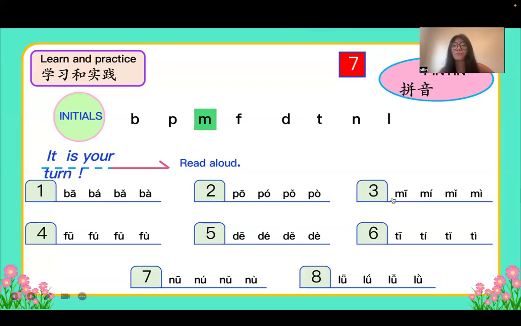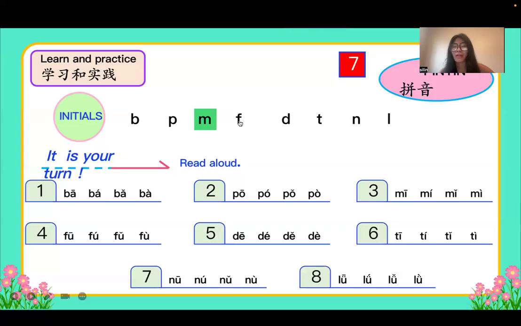Me. Okay, and second tone. Me. Third tone. Me. Last tone. Me. Okay, let's listen. 咪. All right. And the next one.